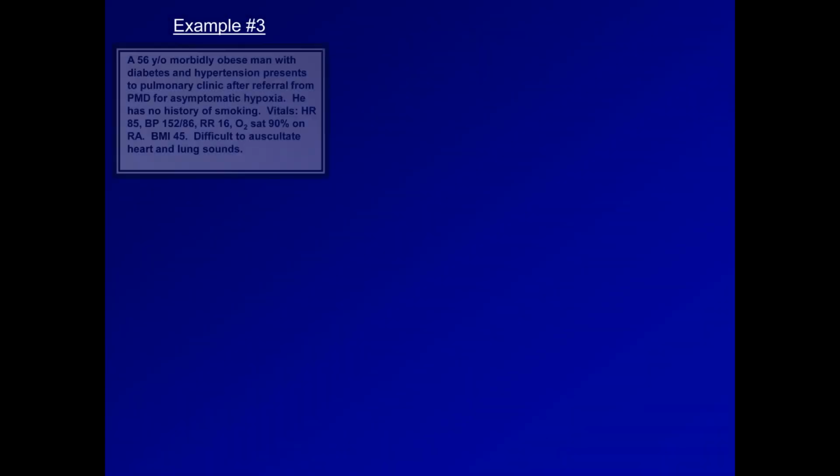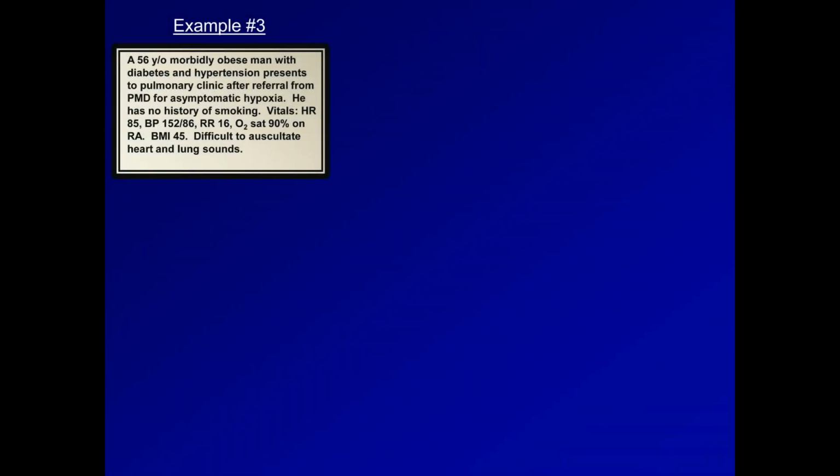Example 3. A 56-year-old morbidly obese man with diabetes and hypertension presents to pulmonary clinic after referral from his primary medical doctor for asymptomatic hypoxemia. He has no history of smoking. His vital signs are heart rate 85, blood pressure 152/86, respiratory rate 16, O2 saturation 90% on room air. His BMI, or body mass index, is very elevated at 45. It is difficult to auscultate his heart and lung sounds, presumably secondary to his body habitus.